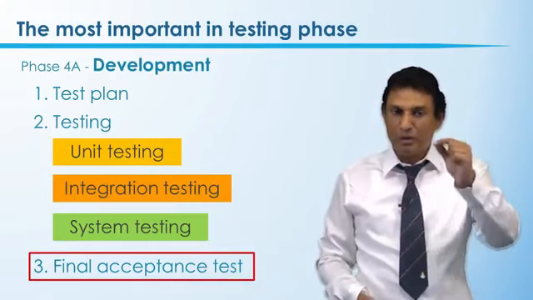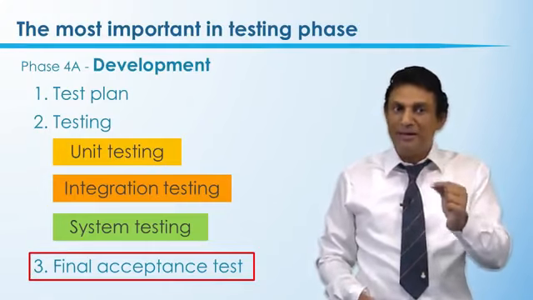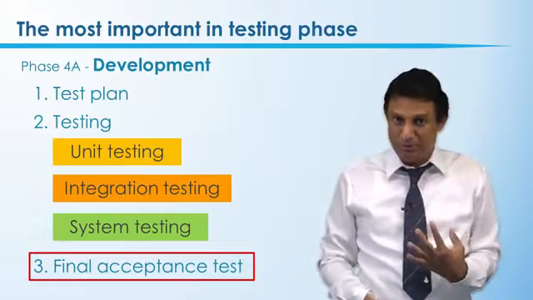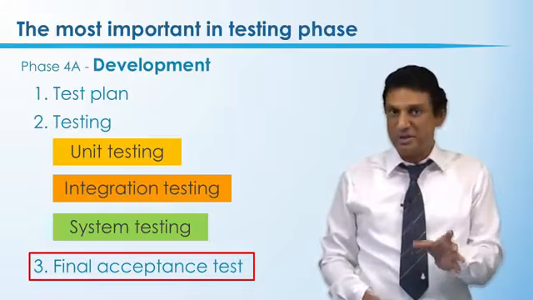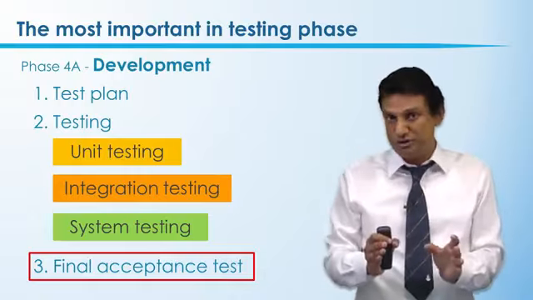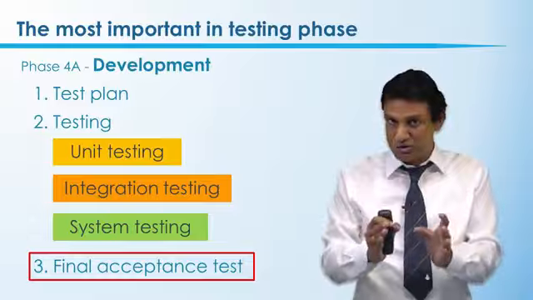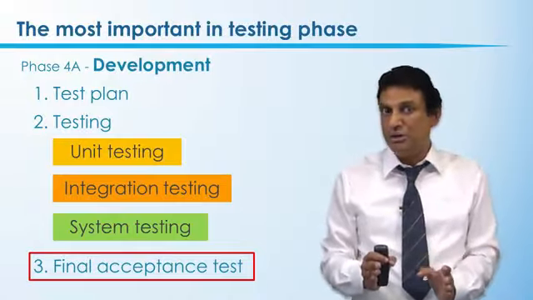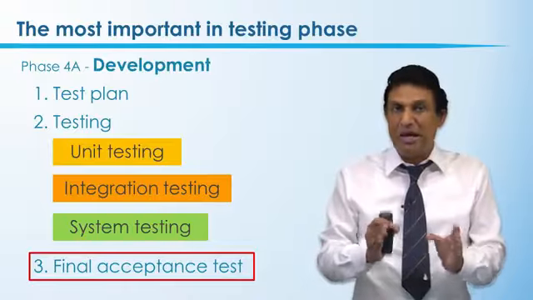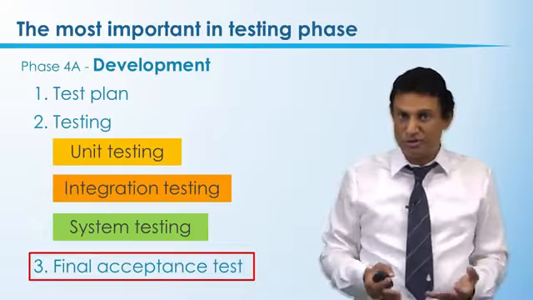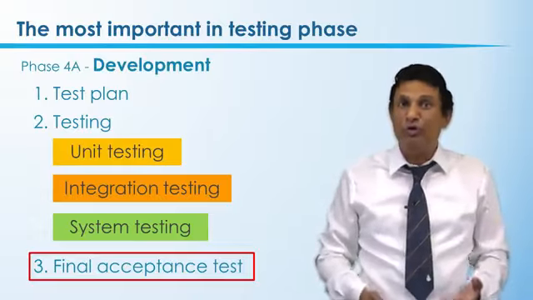Test planning, unit testing, integration testing, and system testing are all done by IT people. But the final acceptance test has to be done by the users. Remember, users are the most important people for your system. They are the ones who are going to use it, and if they don't like it, your system is going to fail very soon. So the final acceptance test has to be done by the users to make sure they are happy with your system, so that it can be used for a long time to come.